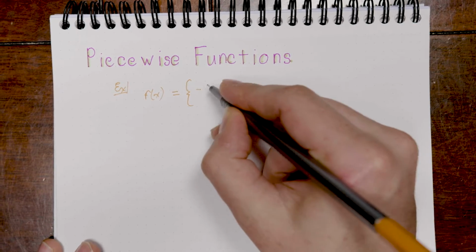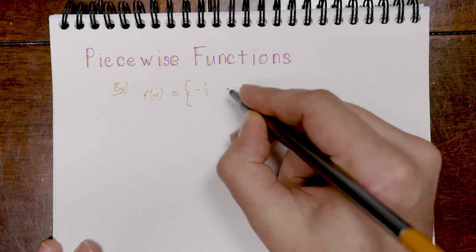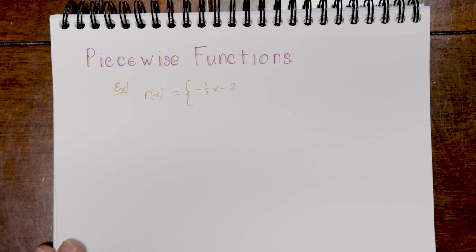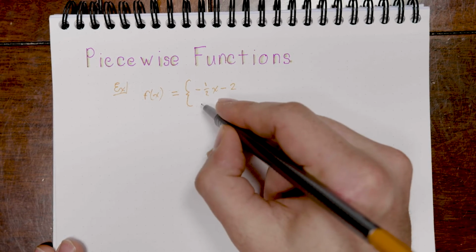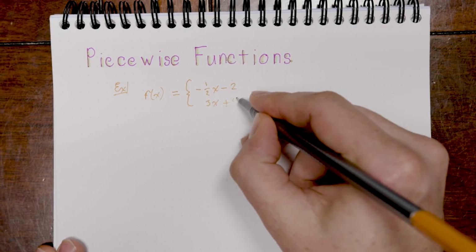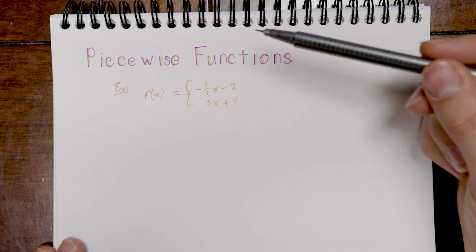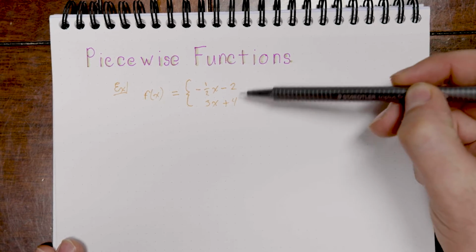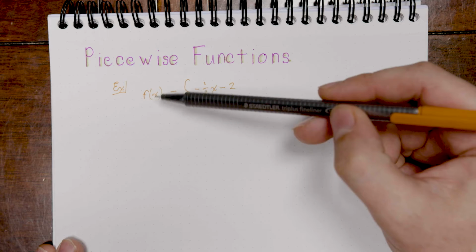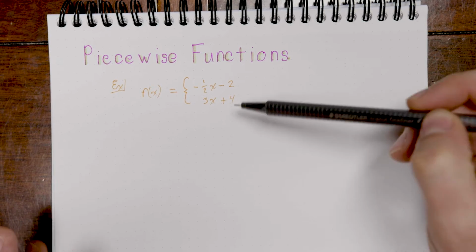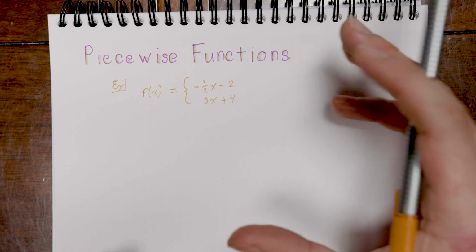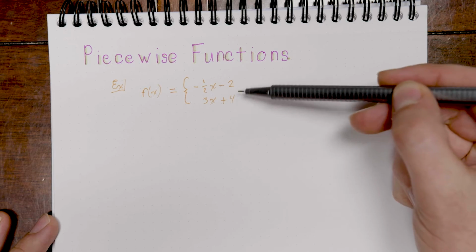We're going to define the first piece as negative 1/2 x minus 2. And then our second piece we're going to define as 3x plus 4. Now, we need one more thing going on here. So we've got basically two linear functions, right? We've got f of x equals negative 1/2 x minus 2, and we have f of x equals 3x plus 4. Now, what we have to do here is define the interval or the range where this function is for different parts.